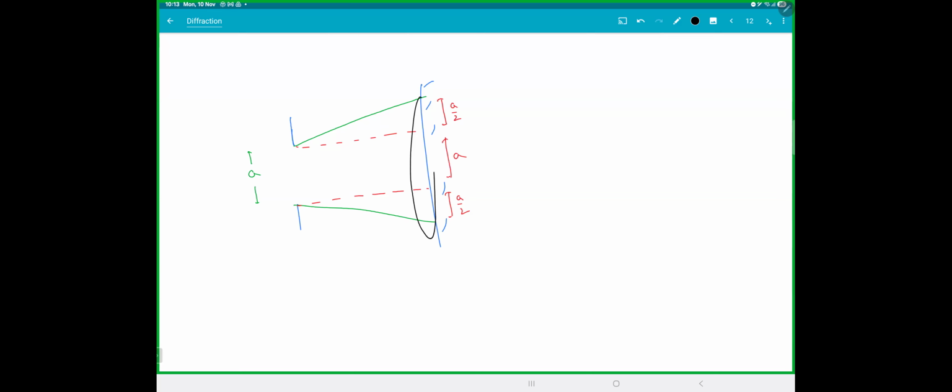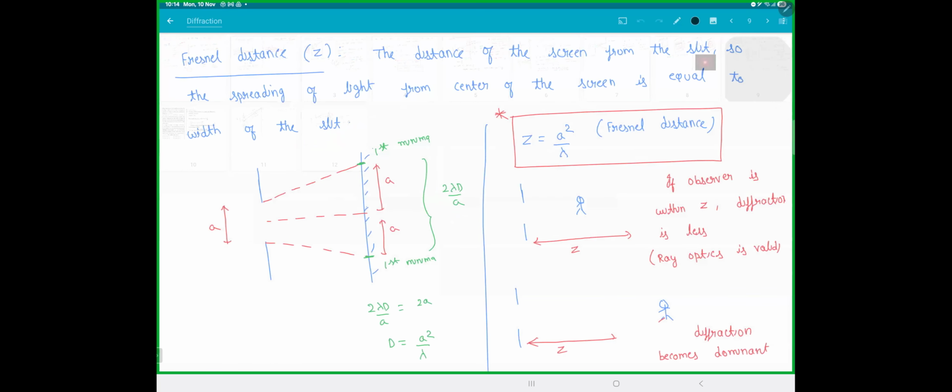And we know this is your central bright fringe, so this must be 2 lambda D by a, which is 2a. So we get D is equal to a squared by lambda. This distance is called Fresnel distance. So what is this exactly useful for? Tell me one thing, does a microscope work based on ray optics or wave optics?